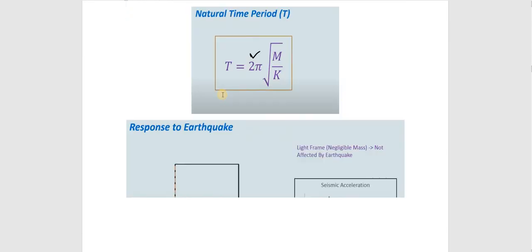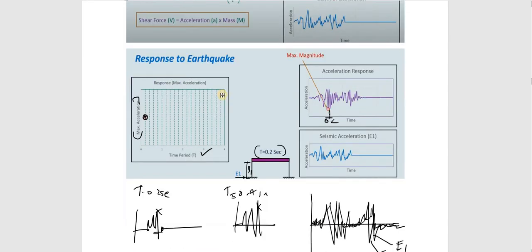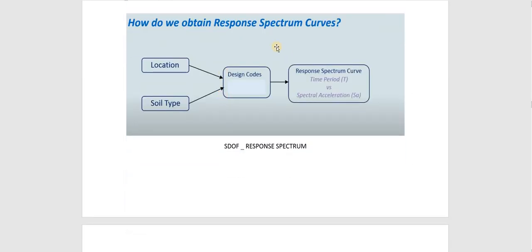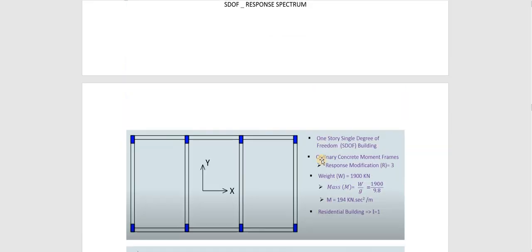Okay, so we have discussed up to here. You can see here how we can obtain the response spectrum. I need to know the location, for example, our location is Trivandrum. Then the soil type, I am taking as medium soil. Then using our IS code, IS 1893, if I have the time period, I can easily find out the spectral acceleration SA.